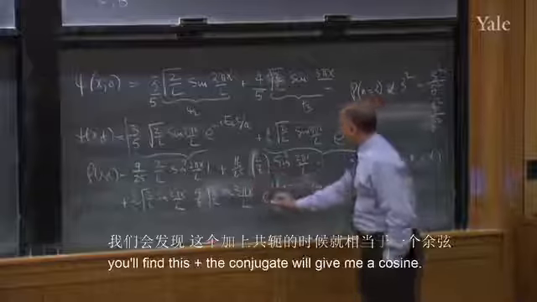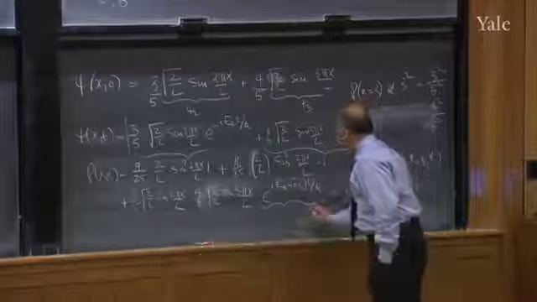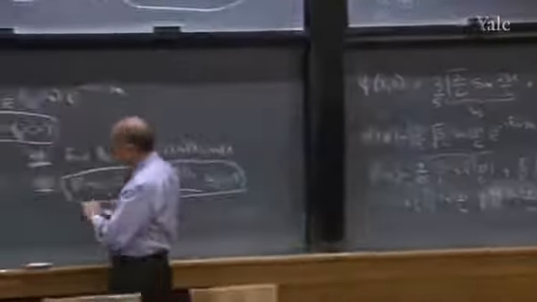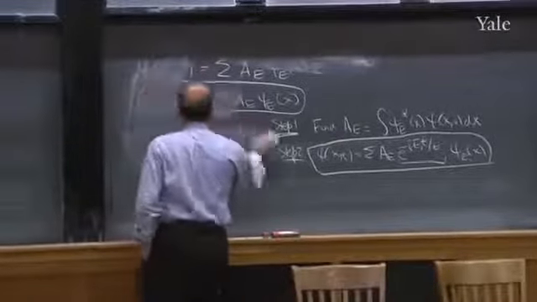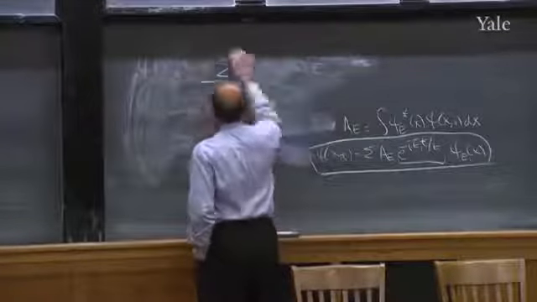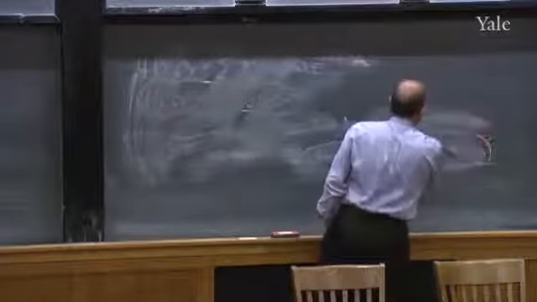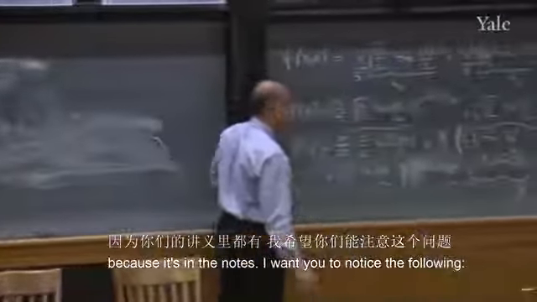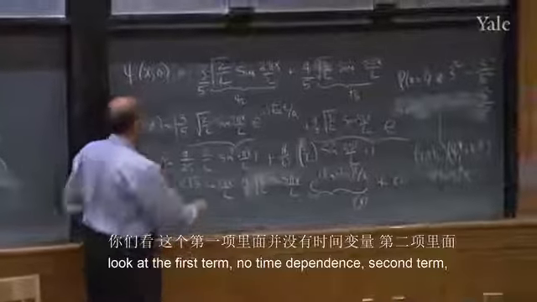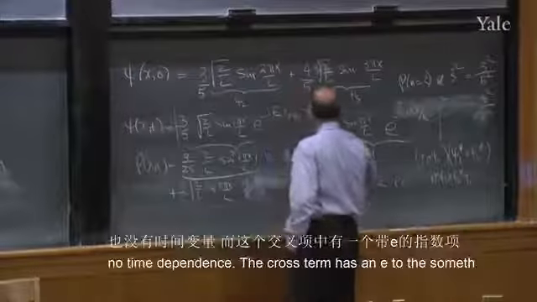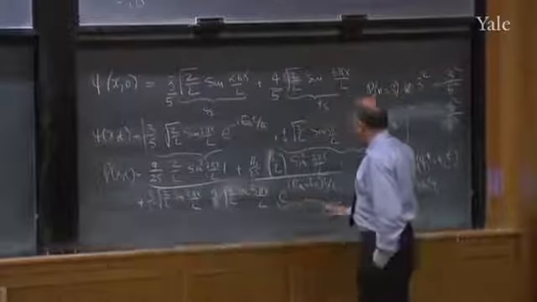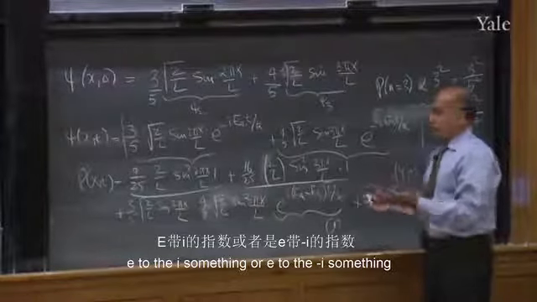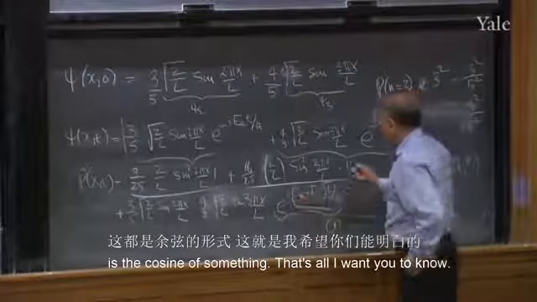If you combine this function with the conjugate, you'll find this plus the conjugate will give me a cosine. So I should probably write it in another part of the board. Actually, I don't even want to write it because it's in the notes. I want you to notice the following. Look at the first term, no time dependence. Second term, no time dependence. The cross term has an e to the something, and I claim the other cross term will have e to the minus something. E to the i something plus e to the minus i something is the cosine of something. That's all I want you to know.